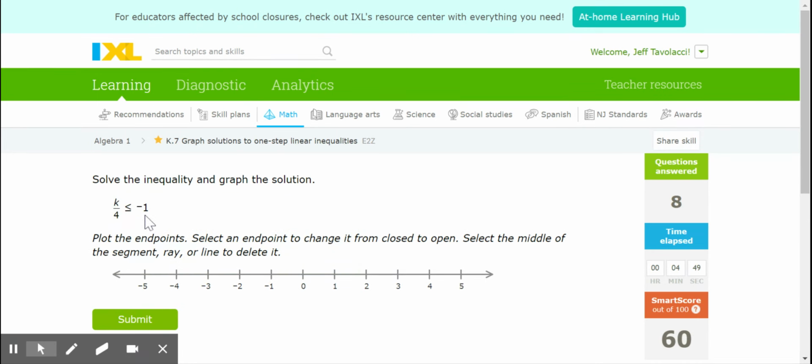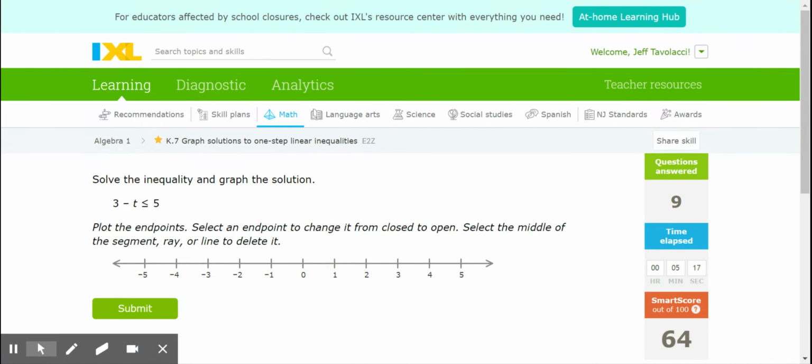K over 4 is less than or equal to negative 1. Okay, we would undo this with multiplication, and that's going to give me K is less than or equal to negative 4. Now, I multiplied both sides by a positive 4. The inequality will not flip. So K is less than or equal to negative 4. Negative 4 is my boundary. I actually want to keep that point, and I want everything to the left.